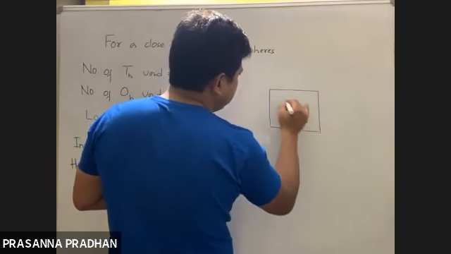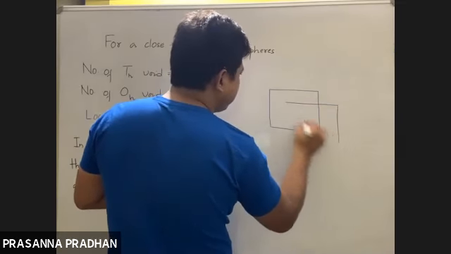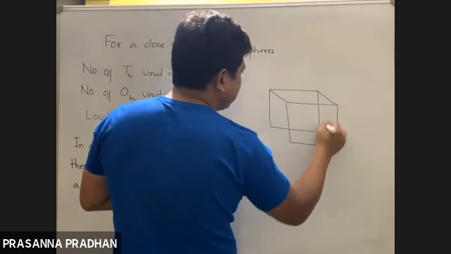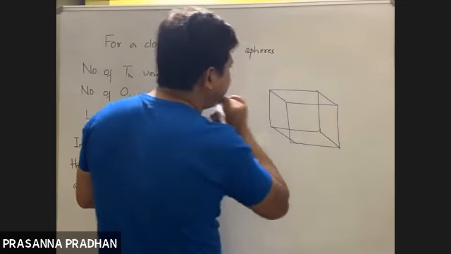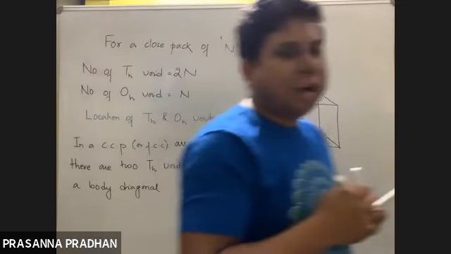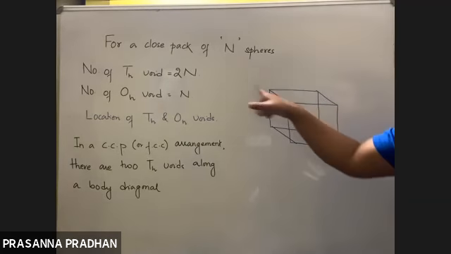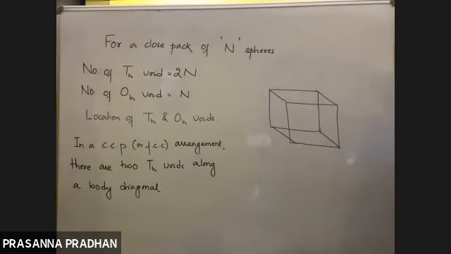There's only one body diagonal in a unit cell. बस एक ही है. 12 sides there. How do you get a body diagonal? By connecting how many corners do you get a body diagonal?